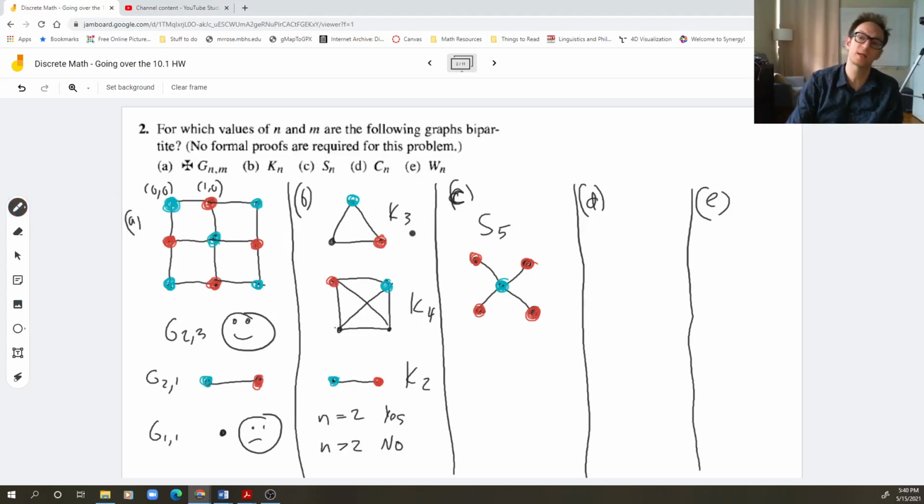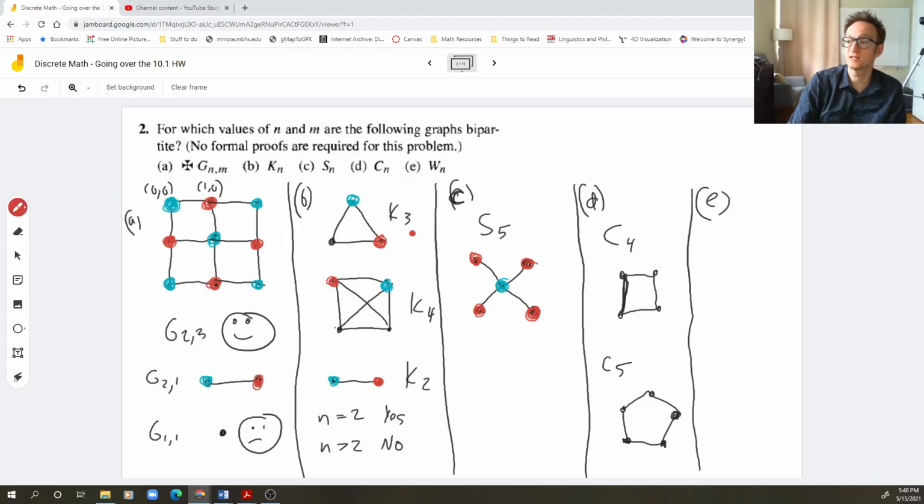the cycle graph. Okay, this one's kind of exciting. Let's look at 2 cases, C4 and C5, and I think this explains a little bit what's going on here. Well, the cycle graph is just the graph with n vertices and n edges, and every vertex has degree 2.